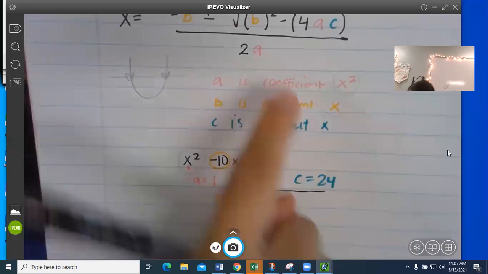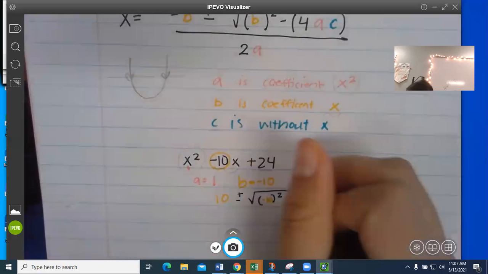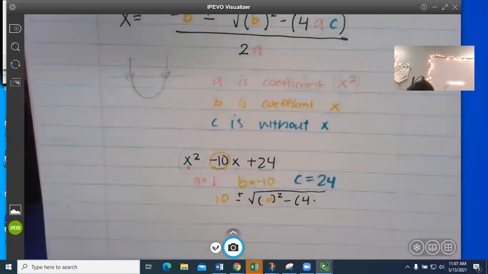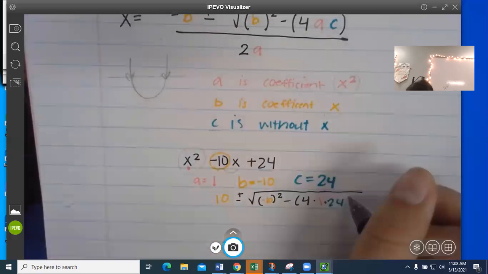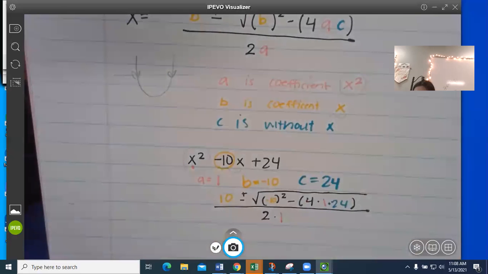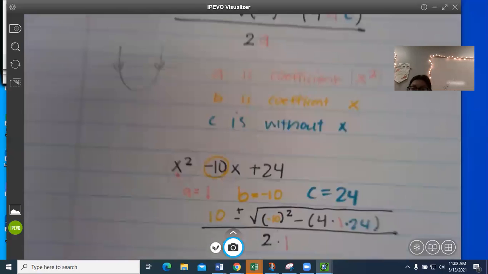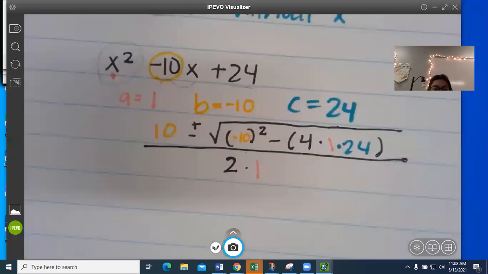Square root, parentheses, the b squared. So the b was negative 10, minus the 4 times the a, which is 1, times the c, which is 24. And then I'm going to close that parentheses, all divided by 2 times the a, which is 1. So for this one, we're going to be using the Desmos calculator to put it in our calculator. Make sure you copy. Pause it if you need to. And we're just going to use the scientific calculator for this one.